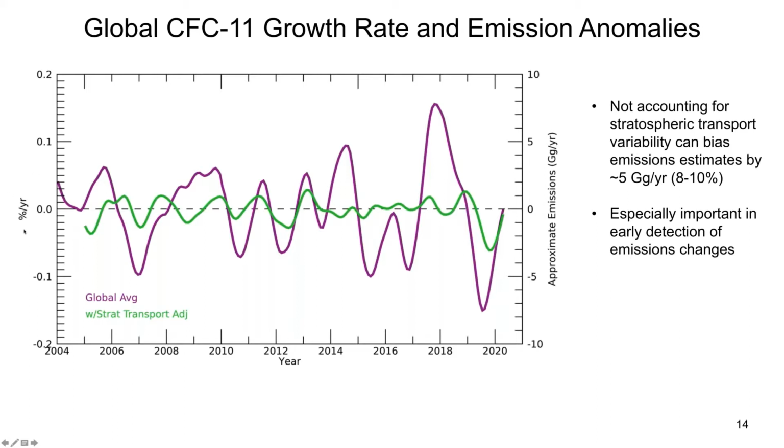So on the left axis is the growth rate scale, and on the right axis is sort of an approximate emission scale. It's not exact, but it shows you roughly the range that Steve was showing earlier. So similar to Steve's message, not accounting for this type of stratospheric transport variability can bias your emission estimates by a fair amount, at least 5 gigagrams in some cases. And as he mentioned, this is especially important in early detection of emission changes.